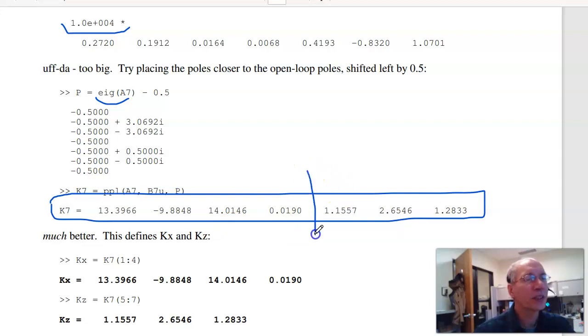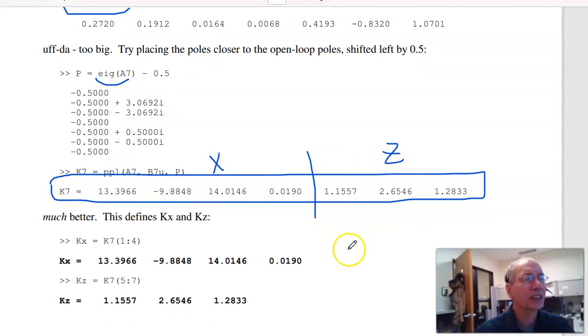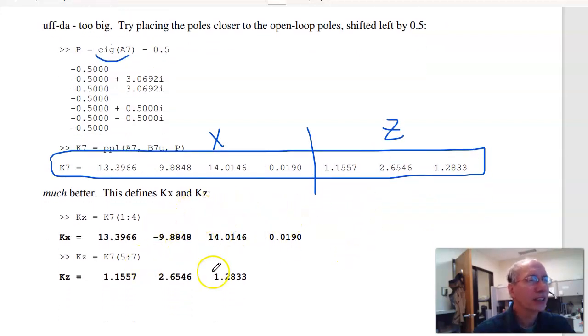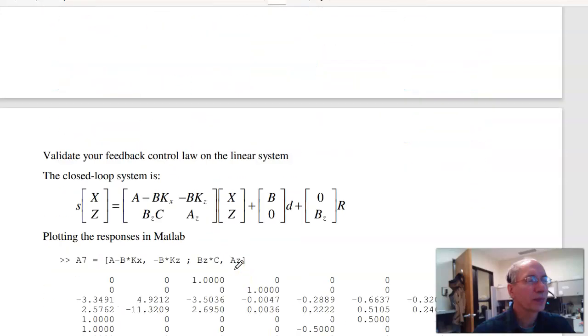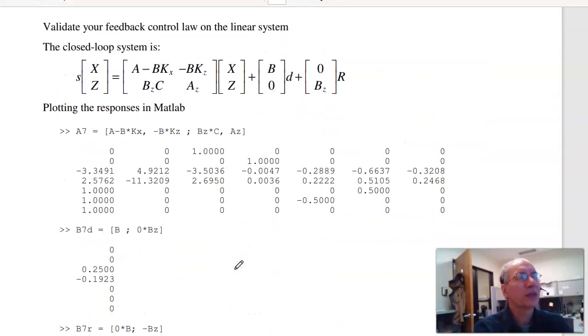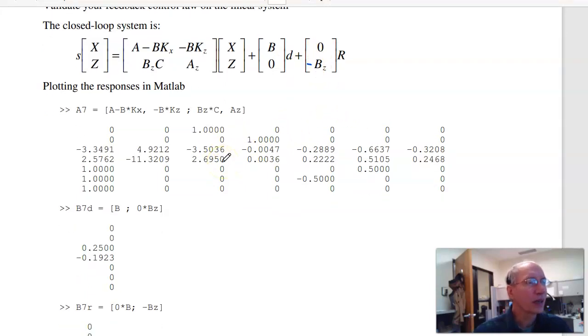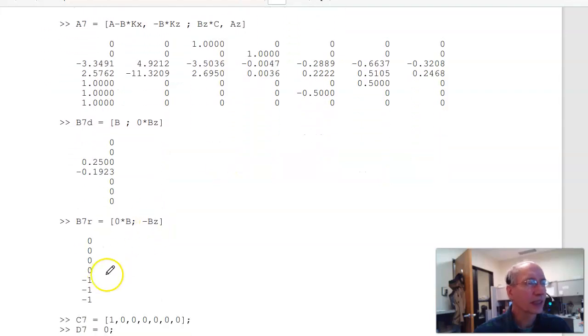When I do that, the first 4 states were X. The last 4 states were my servo compensator. We call that Z. So there's your Kx, there's Kz. To check the linear system, form the dynamics of the closed loop system. That'll be like this. This is feeding back the states, A minus B Kx. Here's the servo, minus B Kz, the servo dynamics. Input with respect to D, input with respect to R. There's a minus sign right there. So doing that, got the minus sign in.